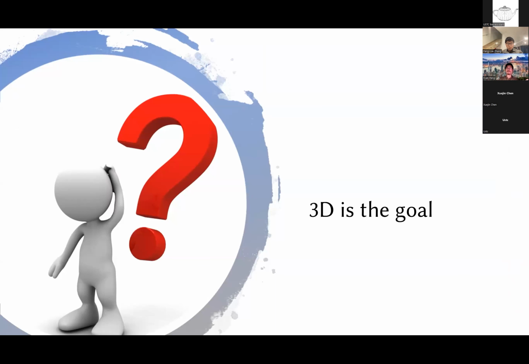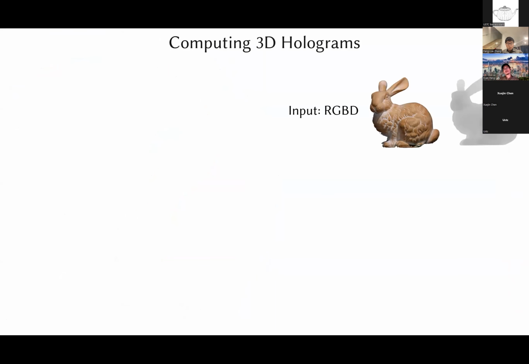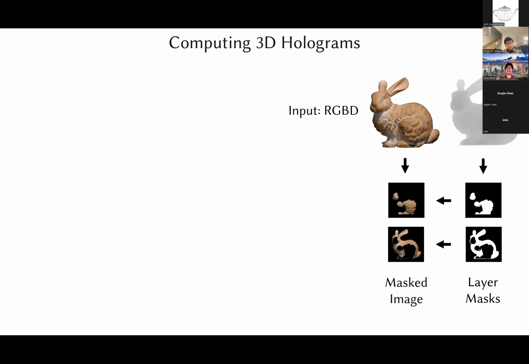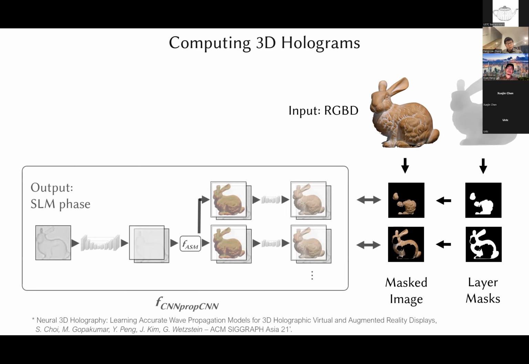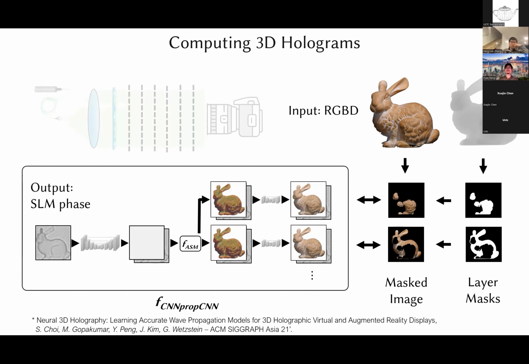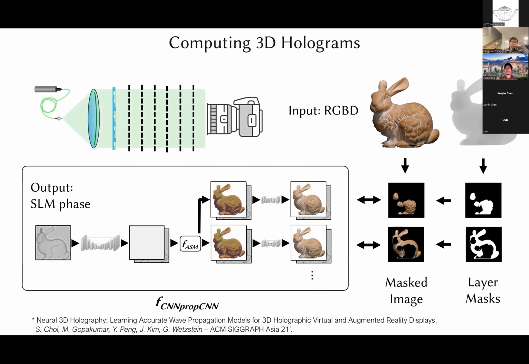But we say holography is aiming for 3D. So in computing 3D holograms, the model starts with the RGBD image. The depth map is quantized into a set of layer masks like this bunny. That can allow the target image, the target bunny, to be layered across different planes. These target layers are used to supervise the multiplane output to compute the phase pattern with the help of the camera-in-the-loop technology.